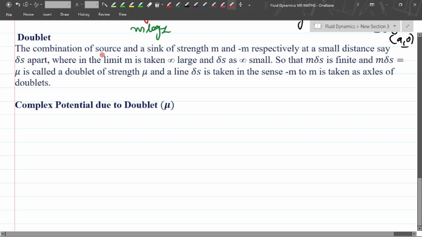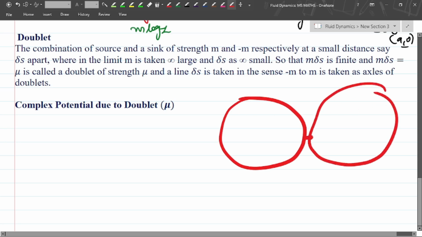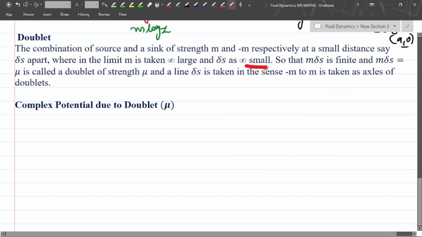The combination of source and sink of strength m and minus m respectively at a small distance, say delta s apart, wherein the limit m is taken infinitely large. It means that if the strength is infinitely large, the distance is going to be 0. So m into delta s is a finite quantity, where m delta s is nothing but mu, called the strength of the doublet.